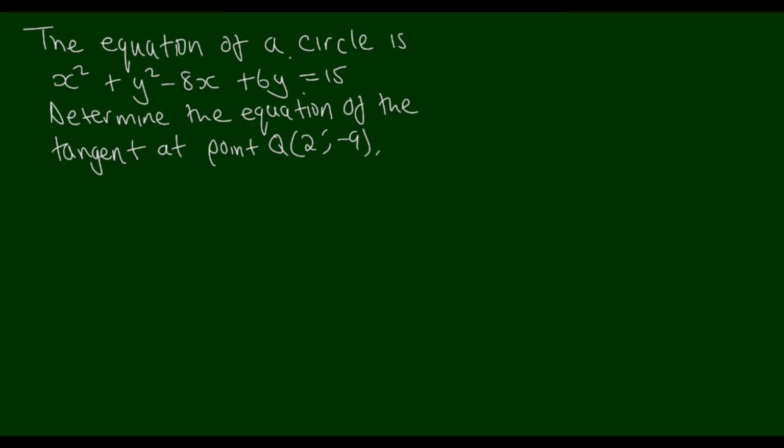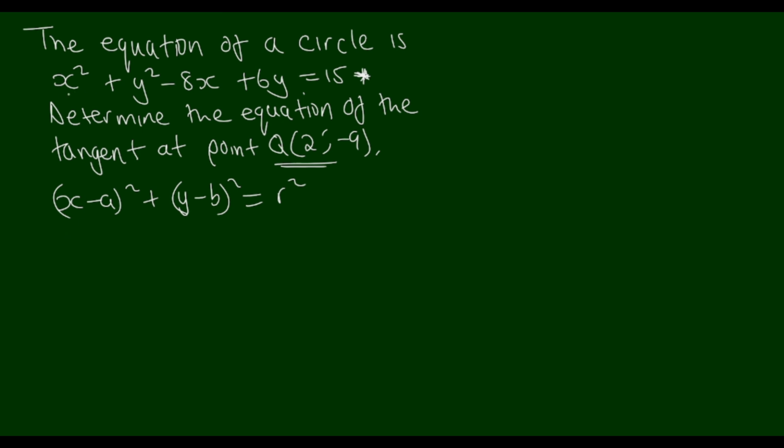It says the equation of a circle is given as x squared plus y squared minus 8x plus 6y equals 15. Determine the equation of the tangent at point Q. Now, this one we don't have the coordinates of the center. So how are we going to get them? We have to complete the square so that we can change this equation to the form (x minus a) squared plus (y minus b) squared equals r squared. So to do that, we have to complete the square.